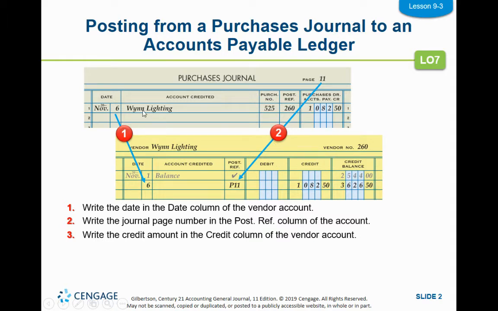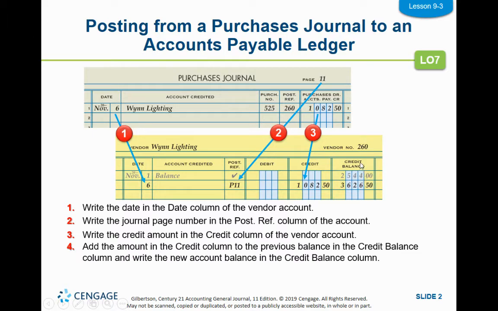Now we know that Win Lighting is a vendor, which is an accounts payable account. The heading up here says accounts payable credit. So this amount is going to be credited to Win Lighting in the accounts payable ledger. And so we put that in there. And then you figure your new balance. In the accounts payable ledger, accounts payable has a normal credit balance. So it only has one balance column, and it says credit balance. So since that credit balance is there and you have a credit transaction, you're going to add these two amounts together to get that new balance that you put in the balance column.